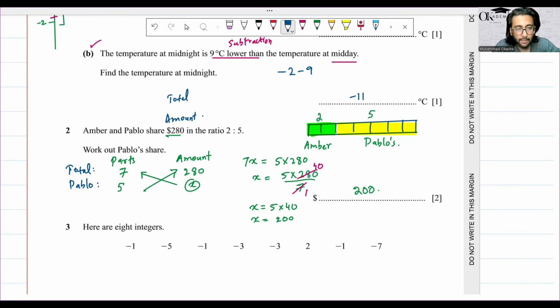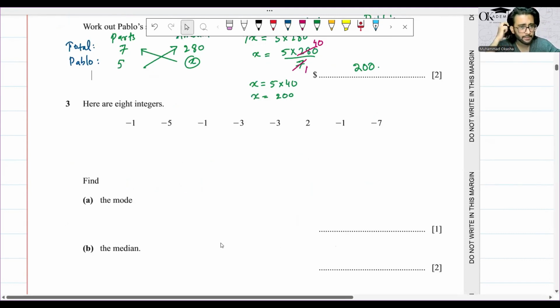Next, here are 8 integers. So we have 8 integers. Remember, integers are all the positive values and all the negative values, but not the decimals and fractions.